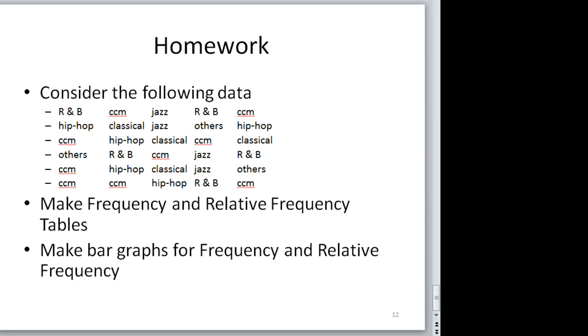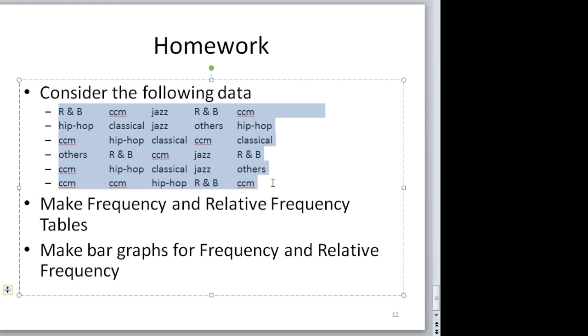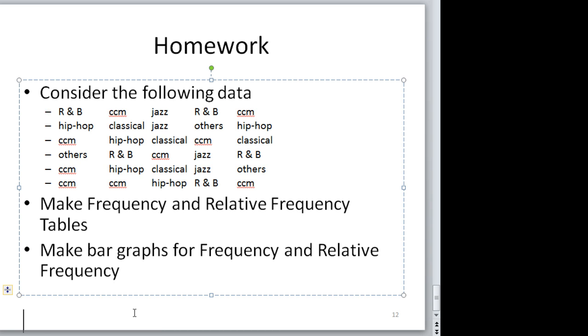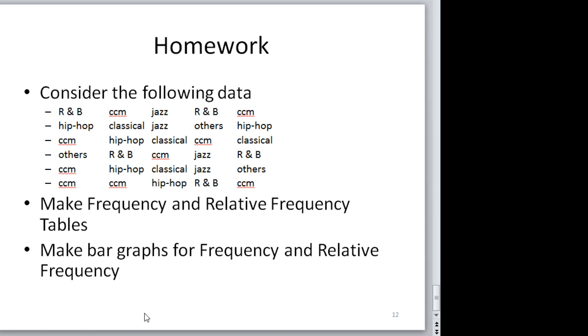Now, we also have a homework. This one, you don't have to collect the data. Data is already here, right? This is different types of music that people or students like. So we have 1, 2, 3, 4, 5 columns. We have 1, 2, 3, 4, 5, 6. So here we also have 30 data points.